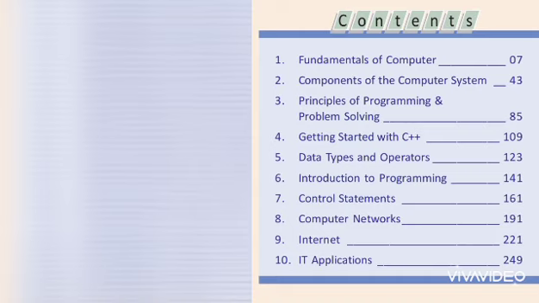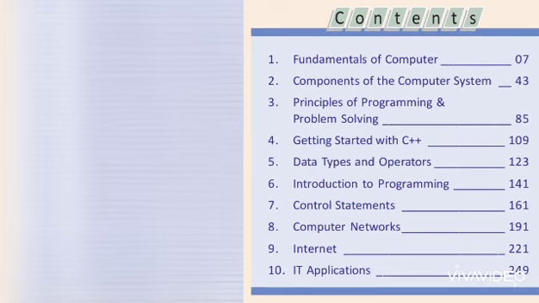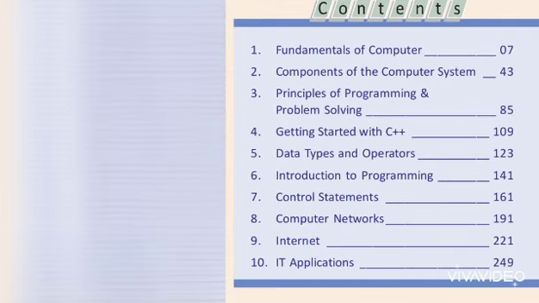Now we'll go on to the fourth chapter, Getting Started with C++. You know, C++ is a programming language, one of the powerful programming languages. It is an OOP language, that is Object-Oriented Programming Language. It was developed by John A. Stroustrup.